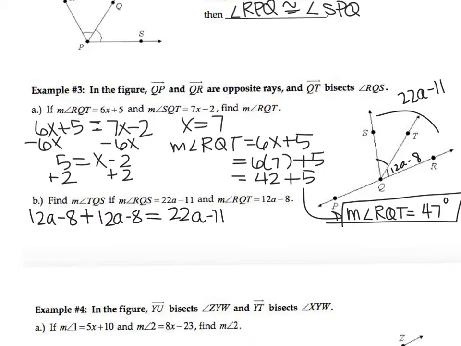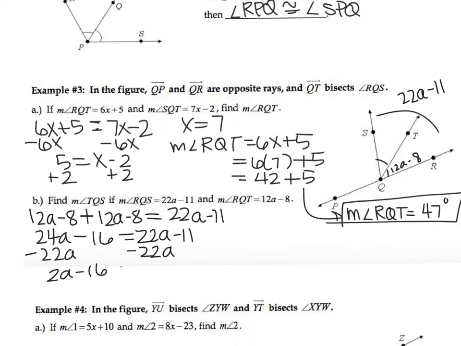So combining like terms on the left side, 12a and 12a is going to give us 24a. Negative 8 minus 8 is going to give us negative 16 equals 22a minus 11. So I'm going to subtract 22a from both sides. So we get 2a minus 16 equals negative 11. Next we're going to add 16, and we're going to get that 2a equals 5, then divide by 2, so we get that a equals 5 halves. And I'm going to go ahead and leave it as a fraction.